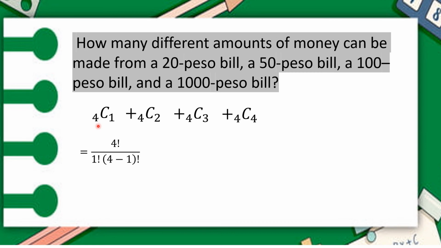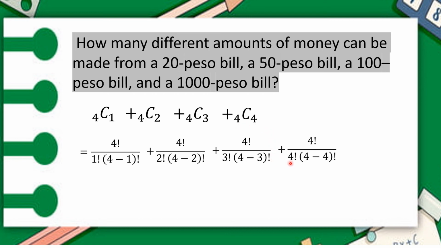We have n is 4, r is 1, so 4 factorial over 1 factorial times 4 minus 1 factorial. So, 4 combination of 2 naman, yung n natin is 4, ang r natin is 2, so 4 factorial over 2 factorial times 4 minus 2 factorial. Plus, sa 4 combination of 3 naman, ang n natin is 4, ang r natin is 3, so 4 factorial over 3 factorial times 4 minus 3 factorial. And sa 4 combination of 4, ang n and r is the same, 4, so we have 4 factorial over 4 factorial times 4 minus 4 factorial.